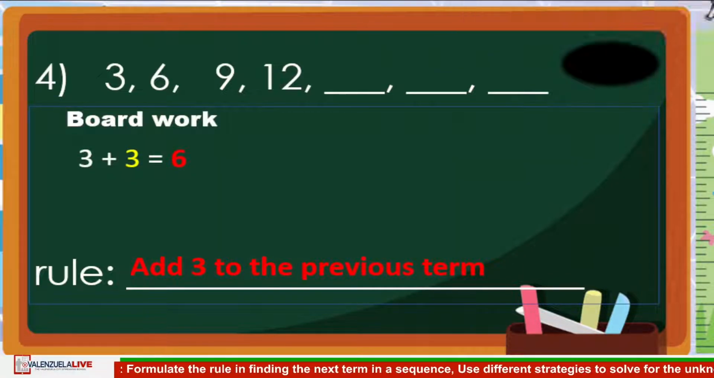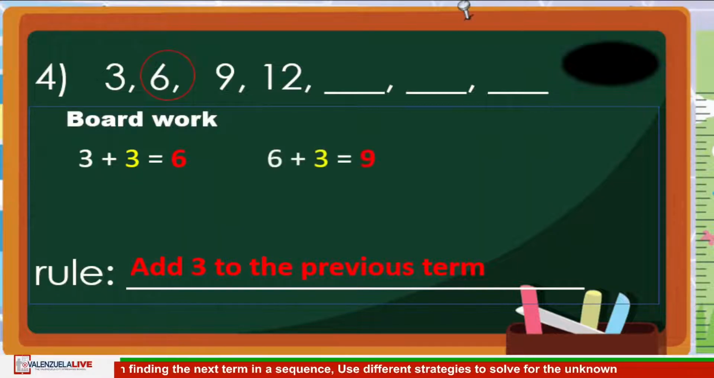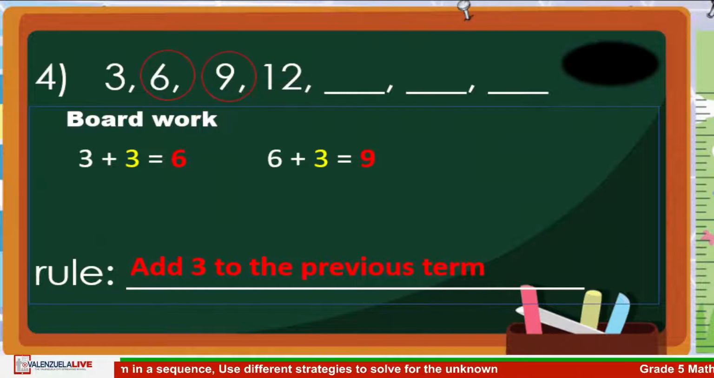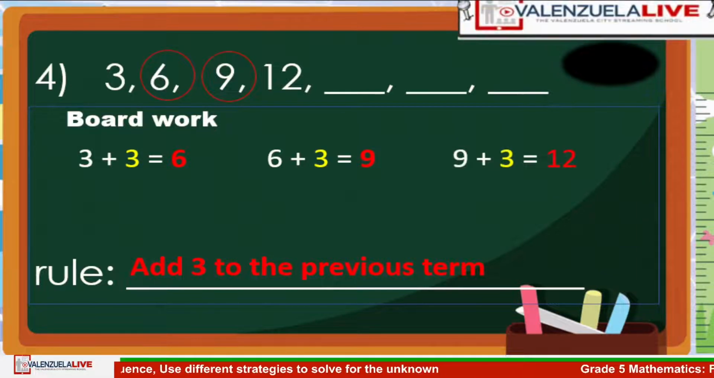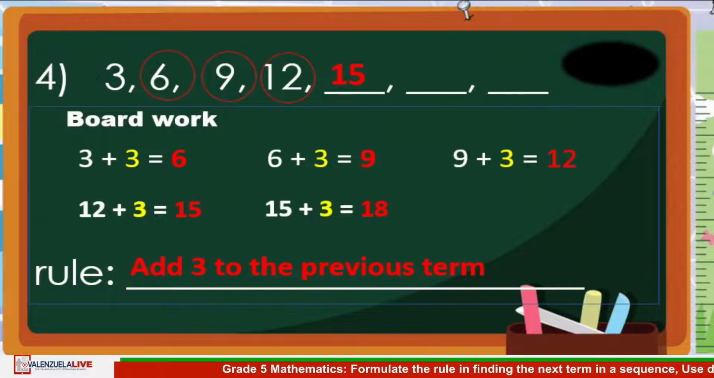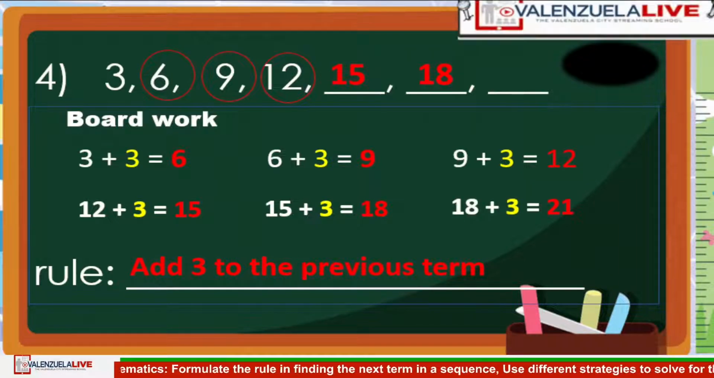Now let's have the solution. So 3 plus 3 is equal to 6. Of course, 6 plus 3 is equal to 9. And 9 plus 3 is equal to 12. For our next term, we have 12 plus 3, of course, is equal to 15. And we have 15 plus 3, that is equal to 18. And for our last term, we have 18 plus 3, that gives you 21.